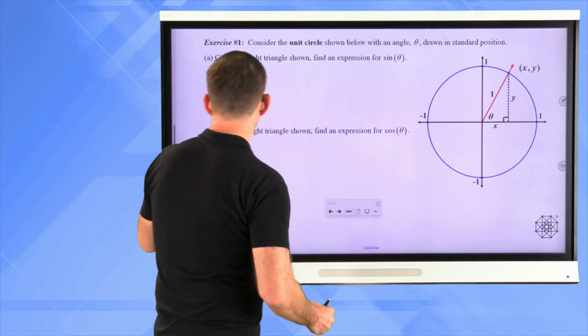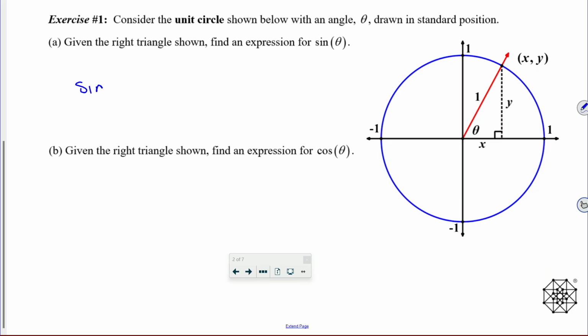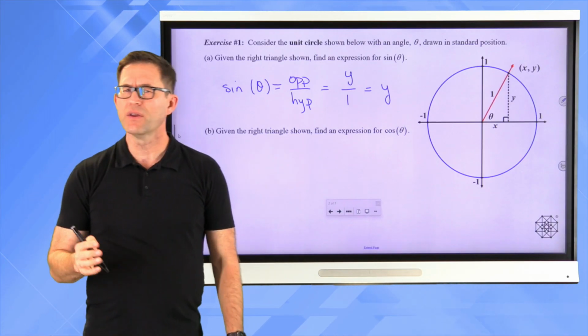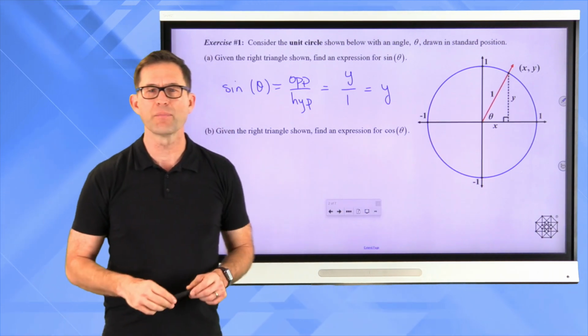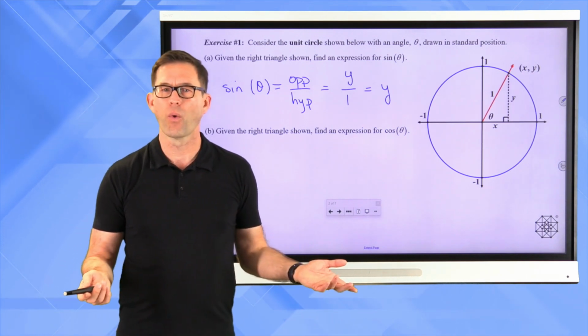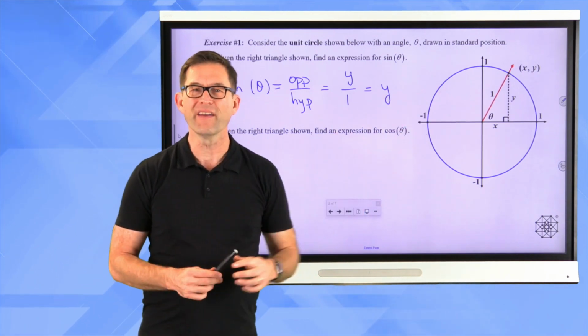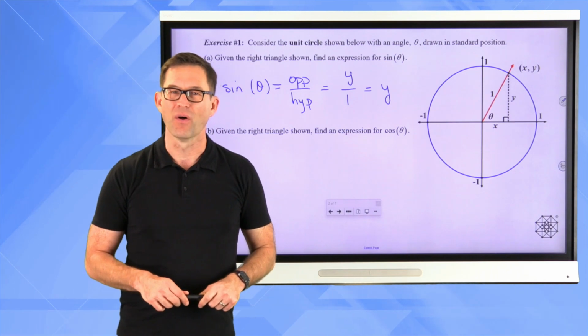And therefore, I can say that the sine of angle theta is equal to the side opposite divided by the hypotenuse, but the side opposite is the y coordinate, and the hypotenuse is equal to 1. And y divided by 1, well, that's just equal to y. So on the unit circle, the sine of the angle drawn in standard position is just the y coordinate of where the terminal ray passes through the circle.